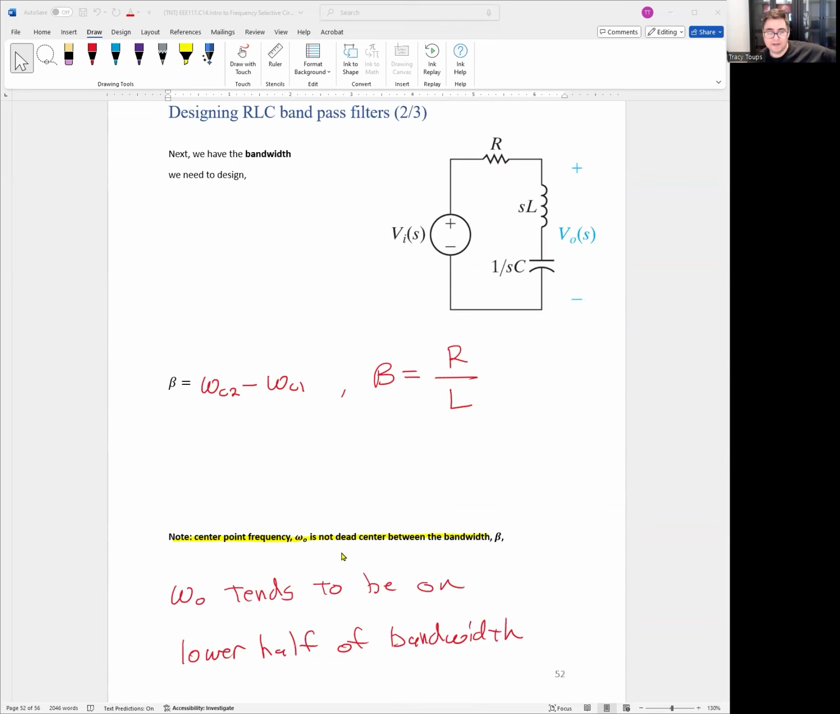Okay. Remember, center point frequency is not dead center between the bandwidth. It's kind of closer to the lower end of it. So don't just take the bandwidth, divide by 2, and say it's the center point frequency. Again, that's a very common design error to see.